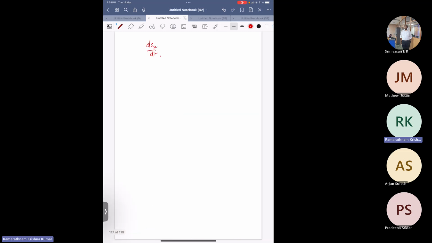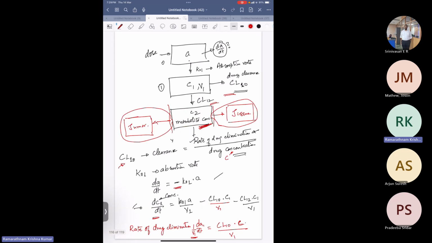Now let's look at dC2 by dt. So what is coming in? CL12 into C1 by V1. That is what has come in, but now it's divided by V2. Minus, what is going out: CL2, going out of the system, into C2 divided by V2. So let me bring all the equations together.